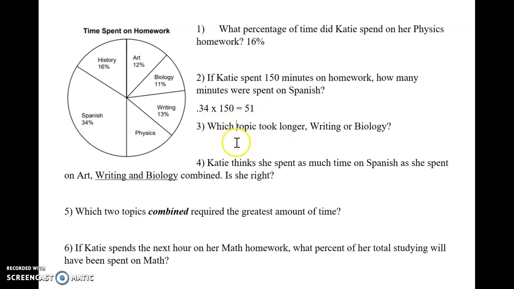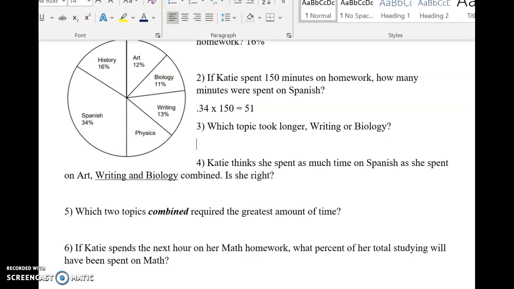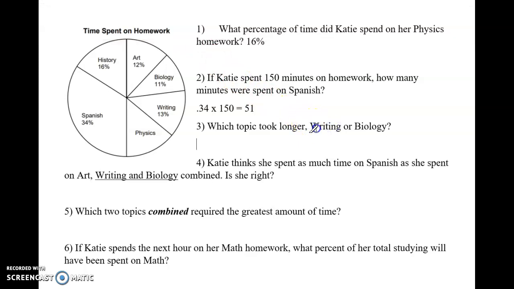What topic took longer, writing or biology? Well, she was writing for 13% of the time. She was doing biology for 13%. So it looks like she spent more time doing writing. So I'm just going to highlight that one. Writing or biology would be writing.